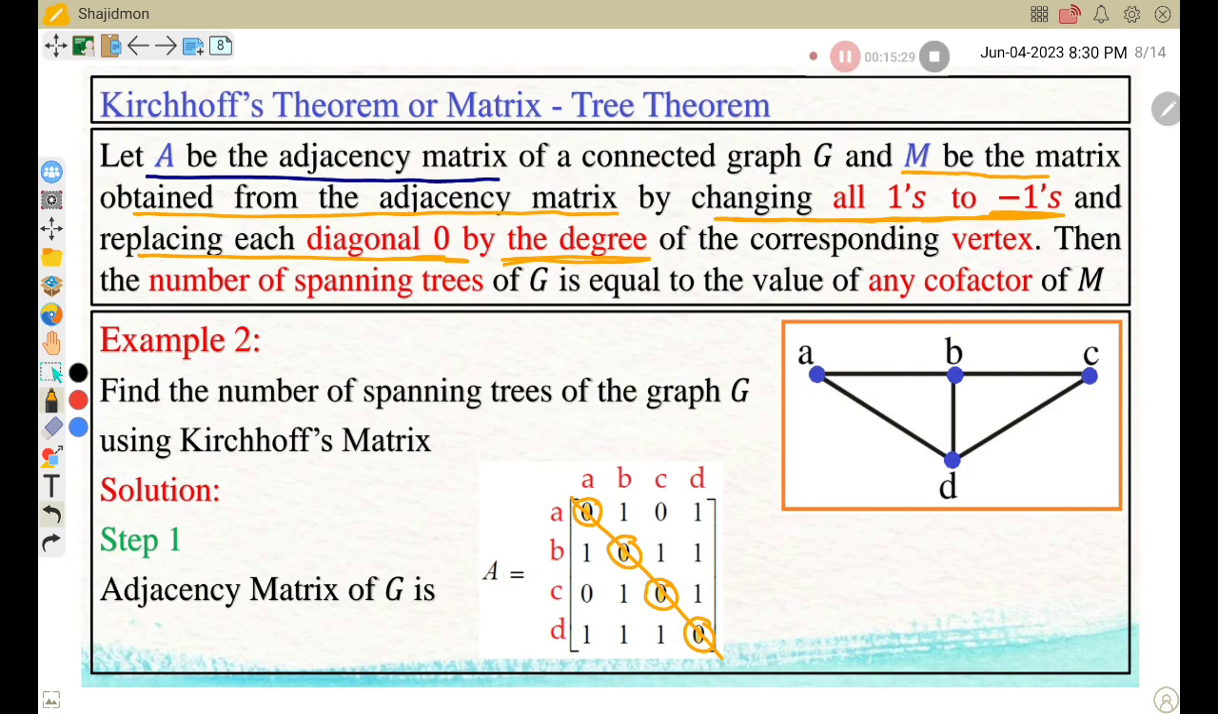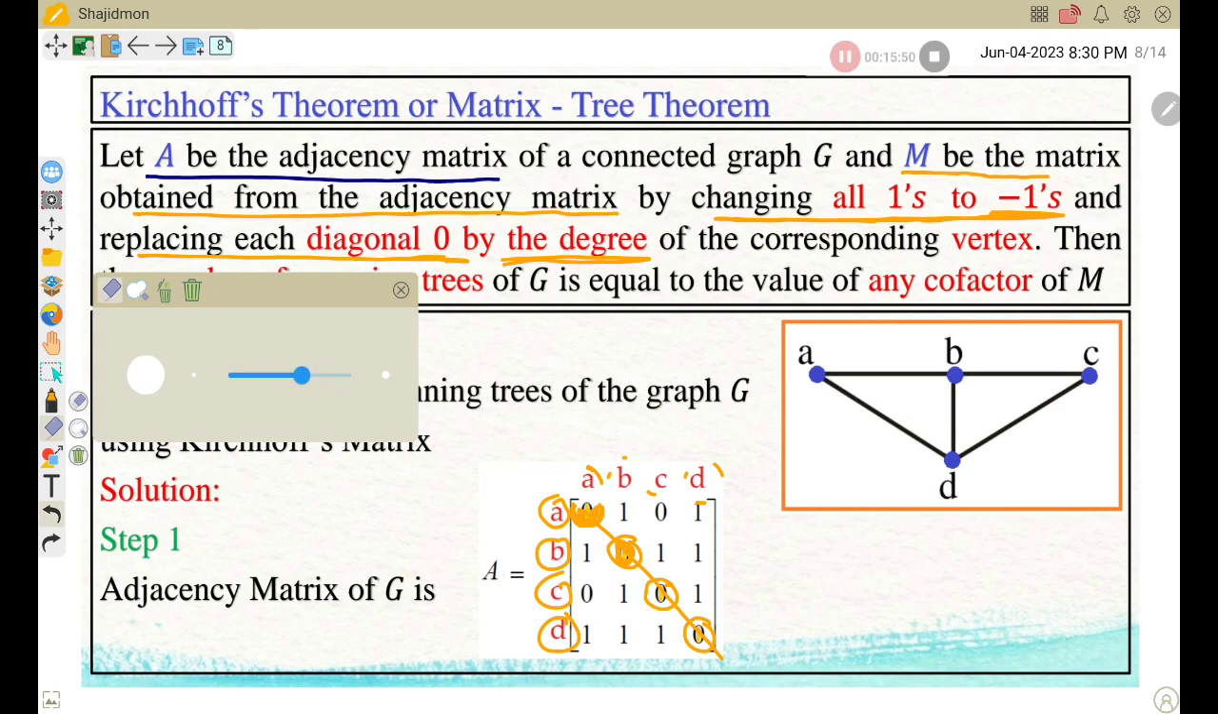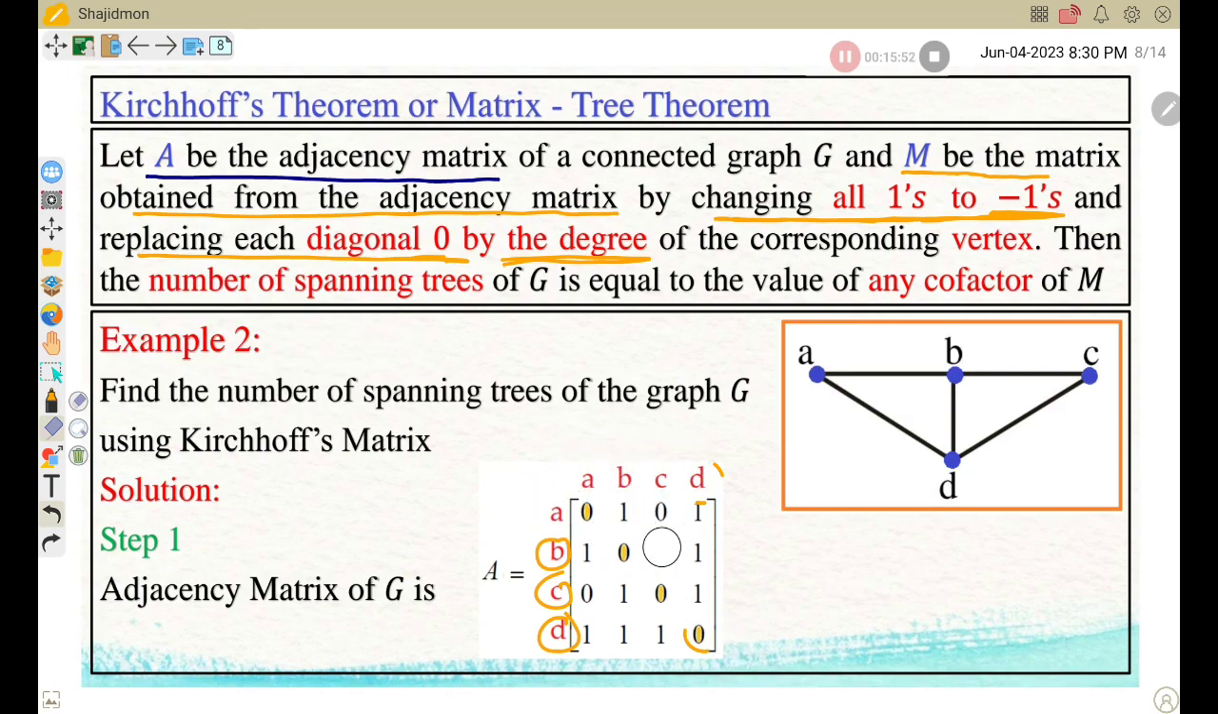We studied what the meaning of the degree of a vertex is. So for example, the first diagonal number, we need to change to the degree of the vertex A. Second number, the degree of the vertex B. Third diagonal number, the degree of the vertex C. And the fourth number, the degree of the vertex D, like that. So the diagonal numbers become the degree of the corresponding vertex, and wherever 1 is coming, we put minus 1, correct? This is the second step we need to do.